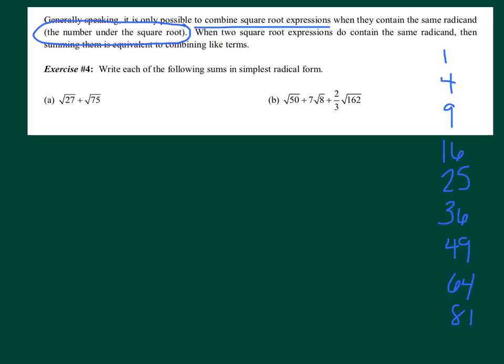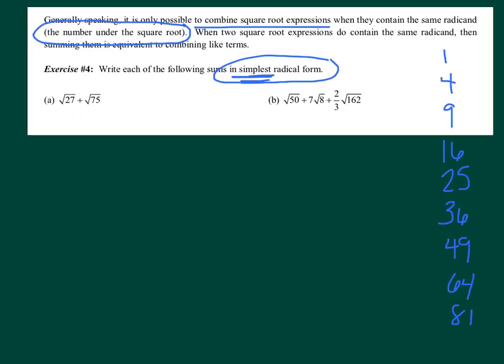So in exercise 4, we're going to express, notice it says in simplest radical form. If it's not simplified, you won't get full credit. So let's start with example A. I cannot just add these together because they are not like. The number under the square root is not the same. So you have to simplify each radical.